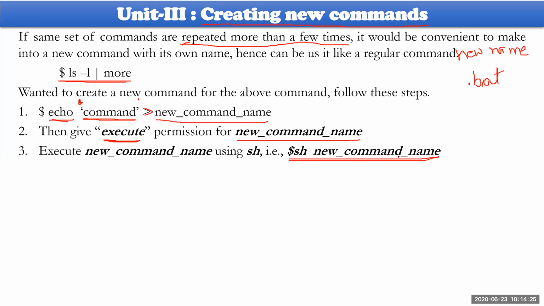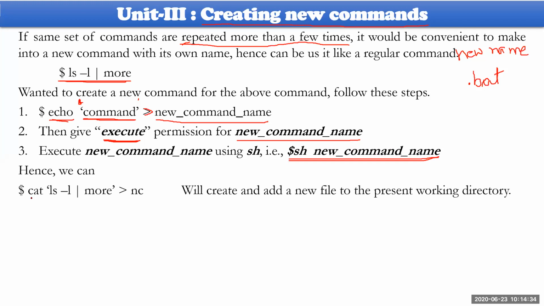So to avoid this, we have some steps to be performed. Before going to those steps, let us take into consideration: you have to cat ls -l pipe more greater than, let me consider nc, new command, new cmd. You can consider your own. What exactly does this do? It creates a new file in the present working directory, where exactly you are working. So a new file, namely nc, has been added. That is the point you need to consider.